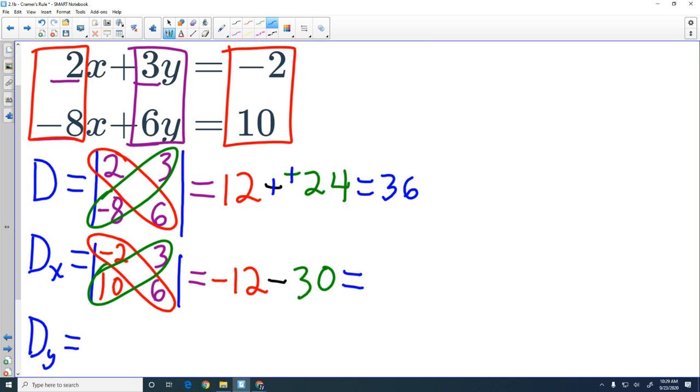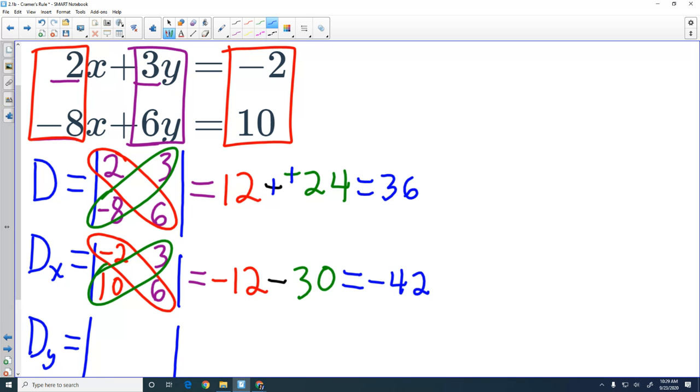All right, so to calculate this number, we just take -12 minus 30, which is -42. Awesome. That's our second number. We only need one more now, and then we'll have our setup for that final solution.